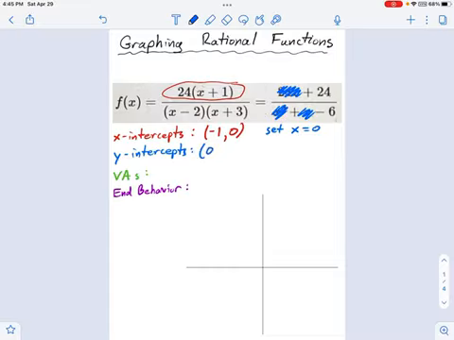So I've got my x value equal to 0, and then I have 24 over -6, okay? Which you could write as 24 over -6 if you want, but that looks goofy. So let's just call this what it is. It's -4. So there I've got my y-intercept at (0, -4).